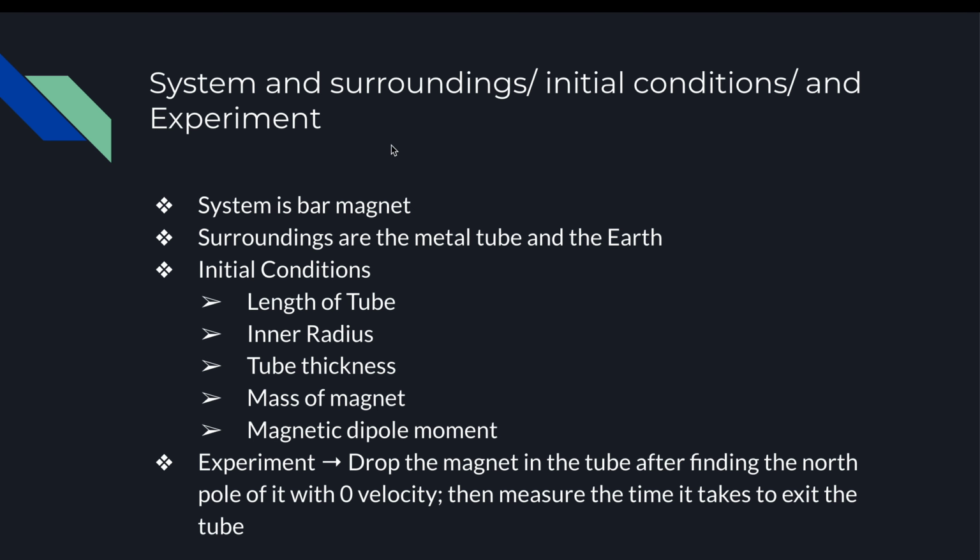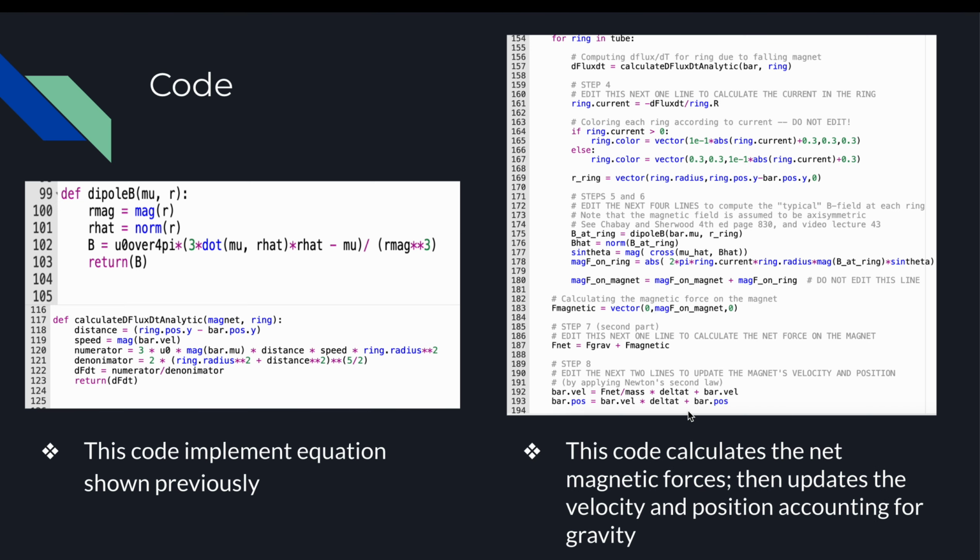All right, system and surroundings and initial conditions and experiment. The system is a bar magnet. The surroundings are the metal tube because they produce a magnetic force, and then the earth, which produces a gravity force. Initial conditions: I needed to know the length of the tube, the inner radius, the tube thickness, the mass of the magnet, and the magnetic dipole moment, which we found in an earlier lab. Experiment: we're going to drop the magnet in a tube after finding the north pole of it with zero velocity, then measure the time it takes to exit the tube.